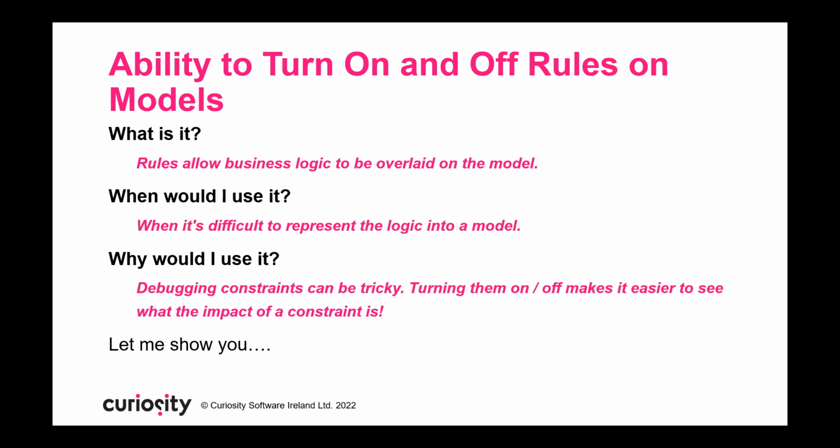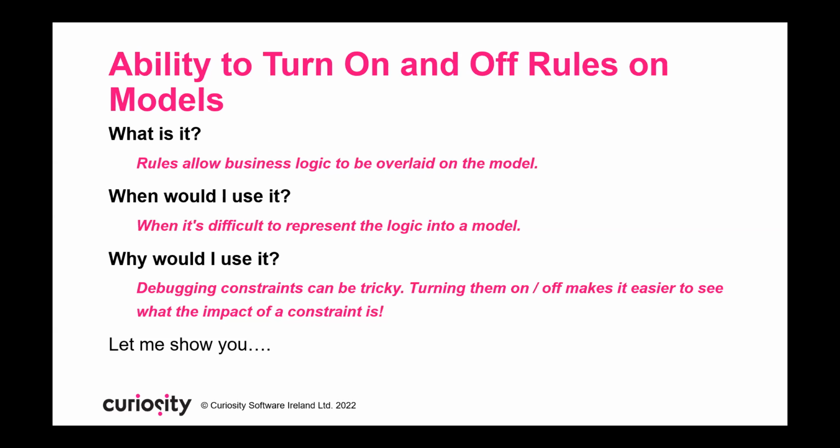So the next one I just wanted to talk about was something that has come through from a lot of customers. One of the things that often happens when people are building models is that they will overlay rules and constraints on top of the model to map out business logic that would otherwise be difficult to represent in the model itself as nodes and processes. Now, one of the tricky pieces with debugging these constraints is that it can be very tricky to understand what the impact of that constraint is and when it is impacting the tests that are being generated.